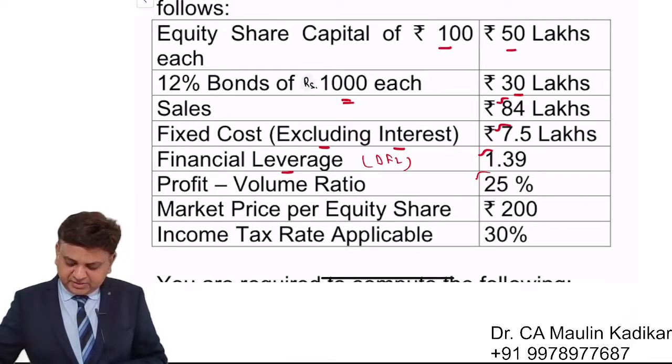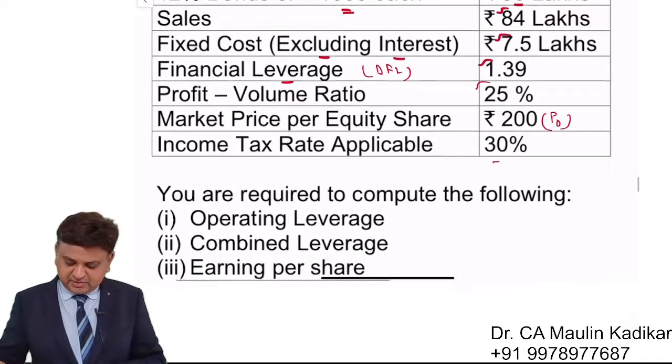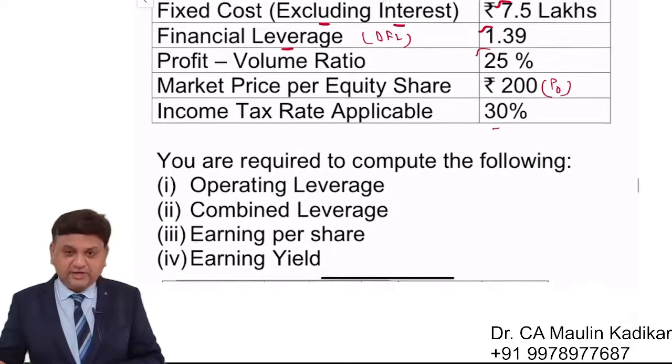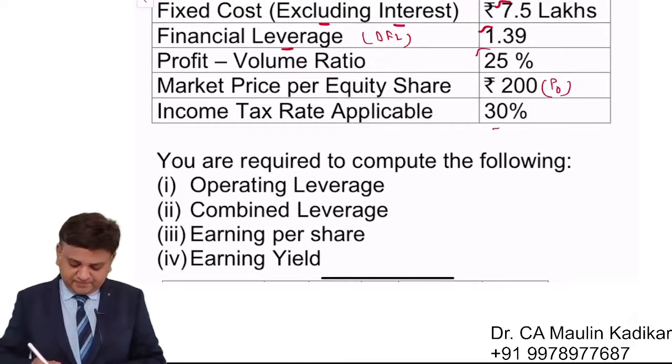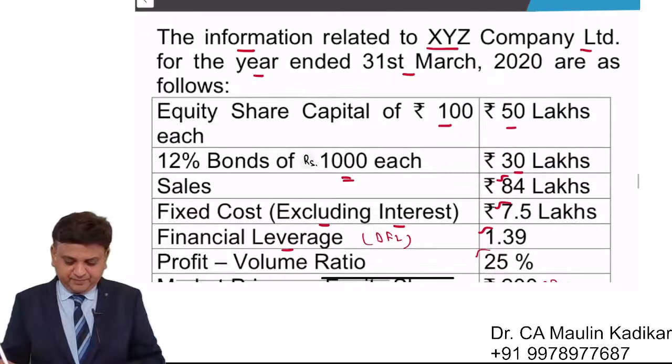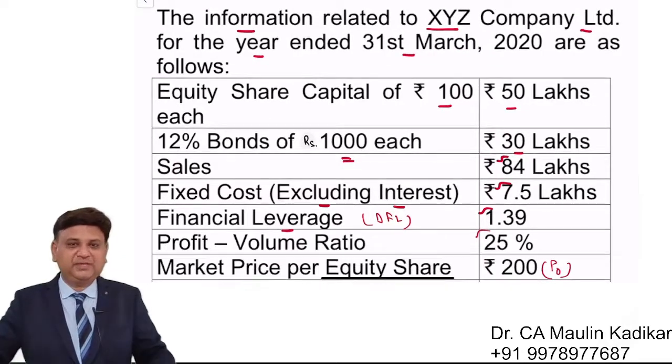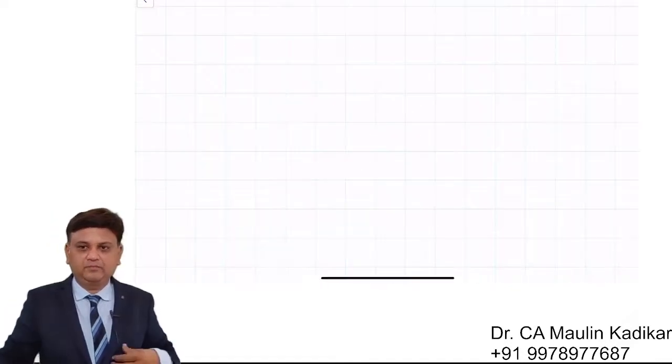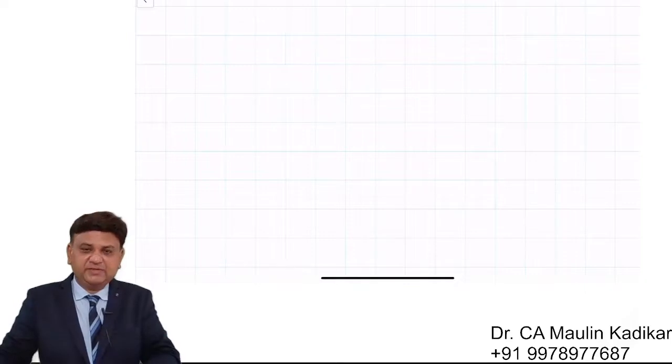Market price of the equity share is given, that is called P0, rupees 200. Income tax rate is 30%. There are 4 questions provided to us: operating leverage, combined leverage, EPS and earning yield. I request all of you to go through the question, please. Everybody is requested to pay attention.